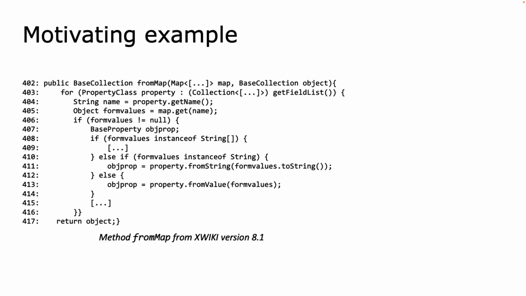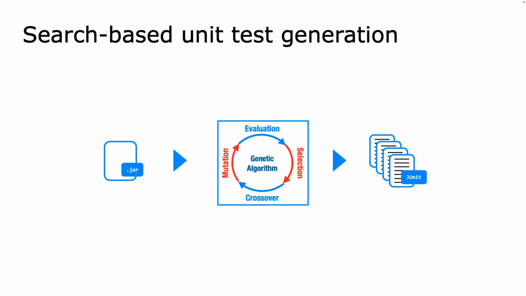Here is a method under test coming from the XWiki project, an open source enterprise wiki system. When using a white box search-based unit test generator, the method under test and the related dependencies are provided as input to a generator that will usually apply a genetic algorithm to produce a set of tests covering each line of code. To evaluate how close a given test is to covering a target line of code, the algorithm will use two metrics. The approach level measures the distance between the execution path of the generated test and the block of code containing the line.